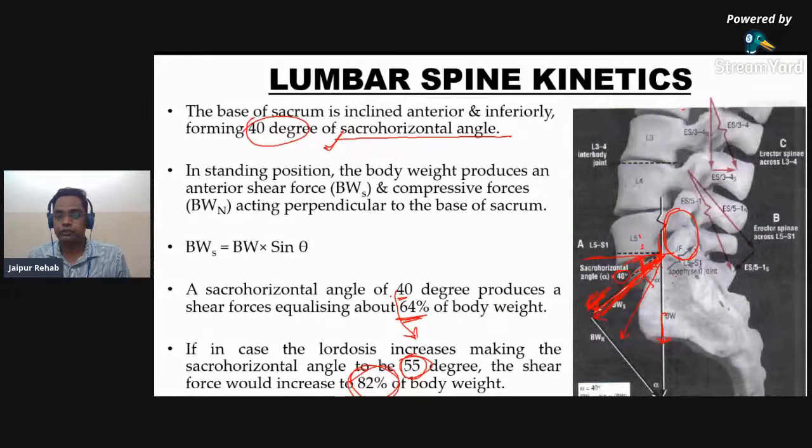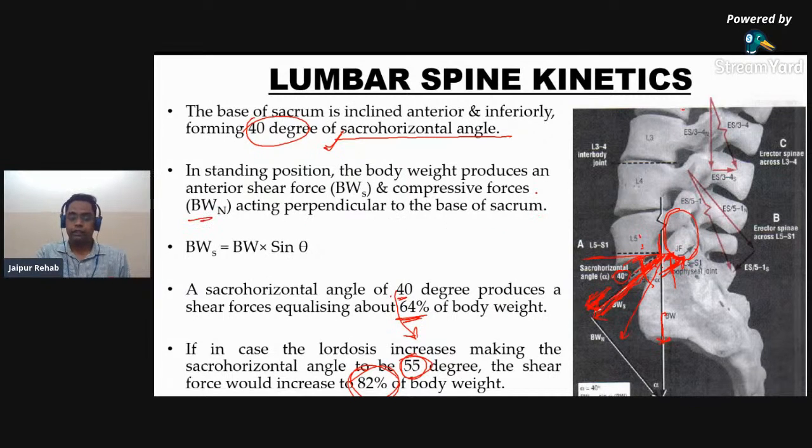और इसीलिए compressive force के opposition में एक force जाएगा, that will be the joint reaction force. But the joint reaction force doesn't go like this. It goes opposite to the shear force in this direction, right? So it goes like this. Now, and compressive force, that is BWN, acting perpendicular to the base of sacrum.